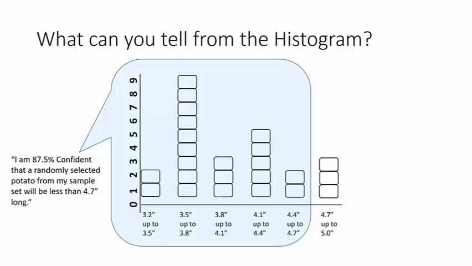And I'll literally just count the potatoes that fall in the blue box. So let's say our total sample set has 24 potatoes, but 21 of them fall in this blue box. 21 of the 24 potatoes are less than 4.7 inches long, and 3 of the potatoes are more than 4.7 inches long.